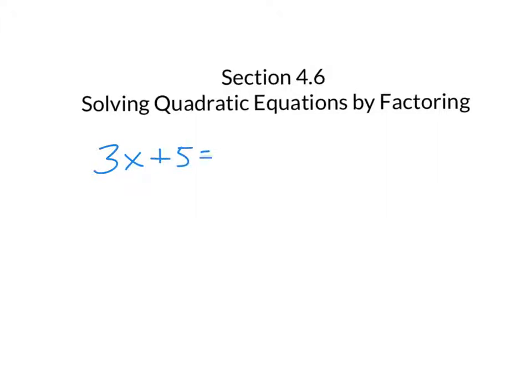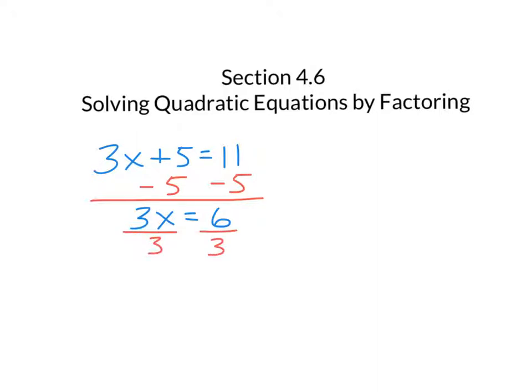This is not a quadratic equation, this is a linear equation. So I'm given 3x plus 5 is equal to 11. If I want to solve that, we need to work on getting the x all by itself on one side. So I'm going to subtract 5 from both sides. When I do that, I'm left with 3x is equal to 6. Then I'm going to divide both sides by 3, and I will get a final answer of x is equal to 2. This is when you have a linear equation.